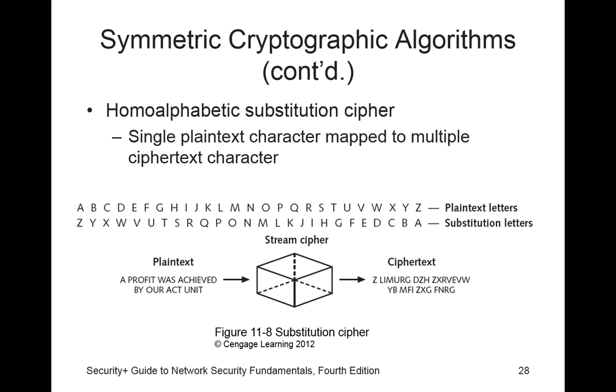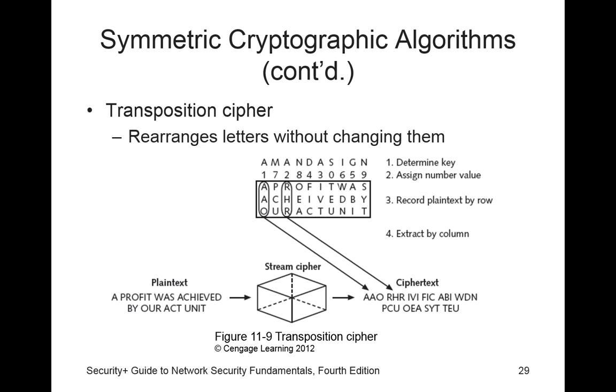May give you a ciphertext and tell you to do it. Or we can do a transposition, where you have the determined key, you assign a number value to it, you record the plain text by row: profit was achieved by our ACT unit.